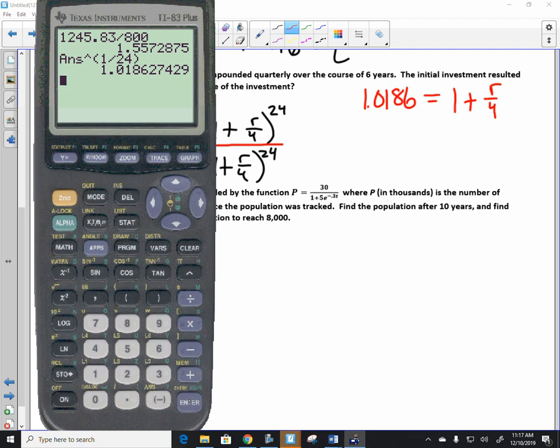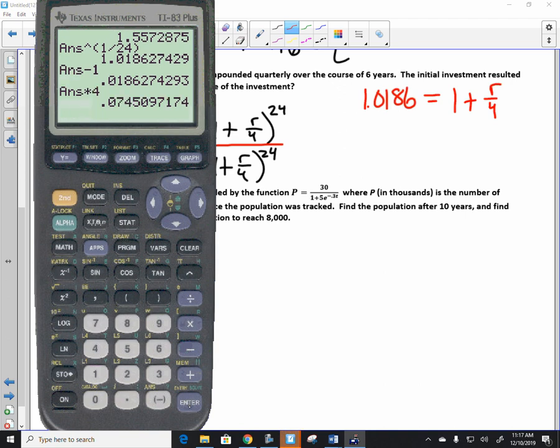Now what do I do? Subtract the 1 and multiply by the 4. 0.0745 is equal to r, or 7.45% is equal to r.